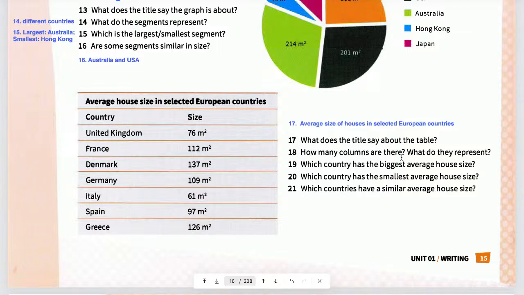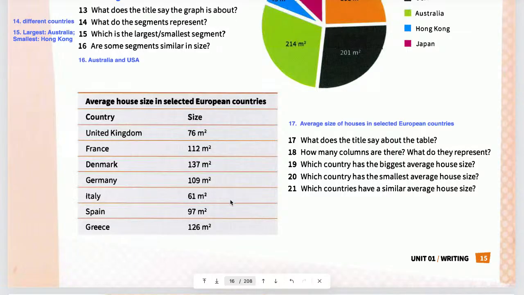How many columns? 1? 2. Yes, we see 2 columns, right? You understand columns? We look at the table, we have 2 columns, and 1 column represents country. See that? And down there you see all of the names of different countries, like United Kingdom, France, Denmark, Germany, Italy, Spain, Greece. So that is 1 column.